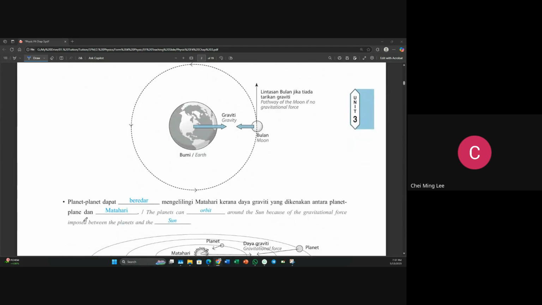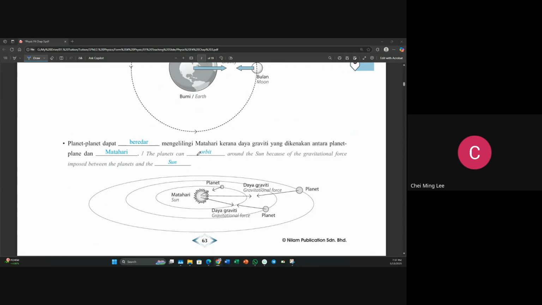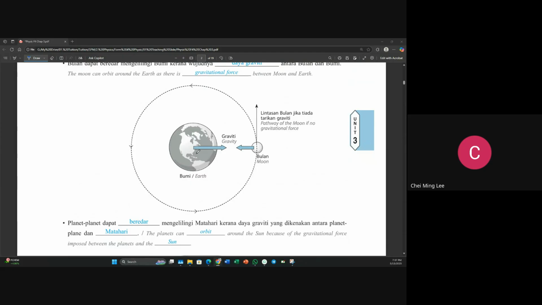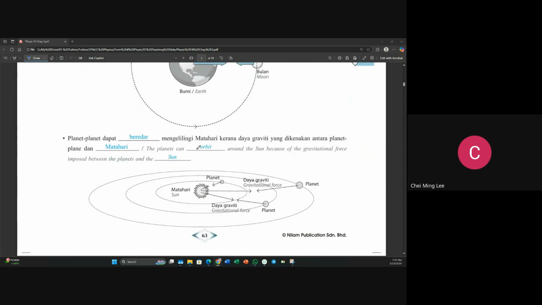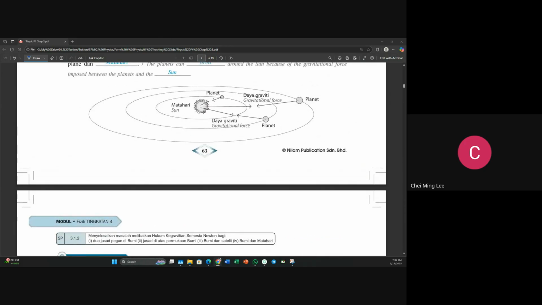So the planet can orbit around the sun. Why? Because there's a gravitational force imposed between the planet and the sun. Okay, understood? Yeah.